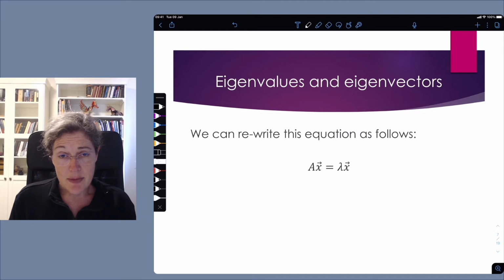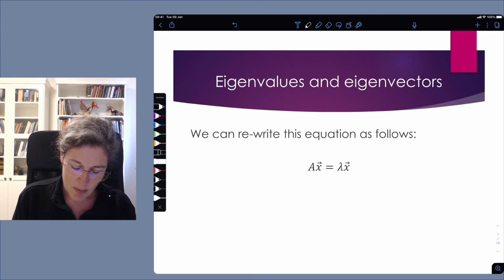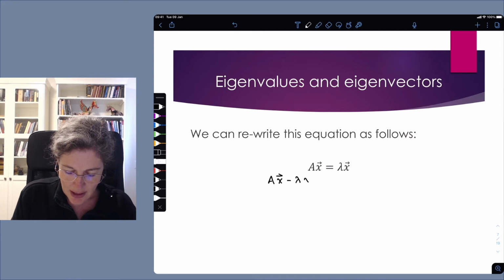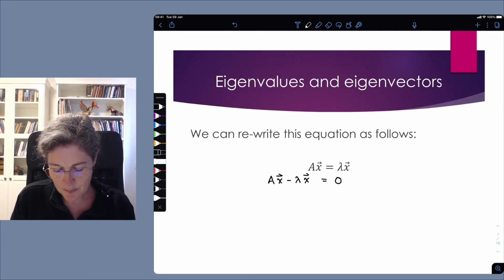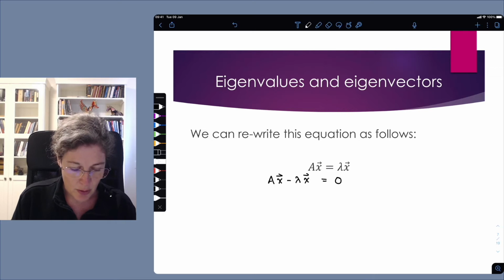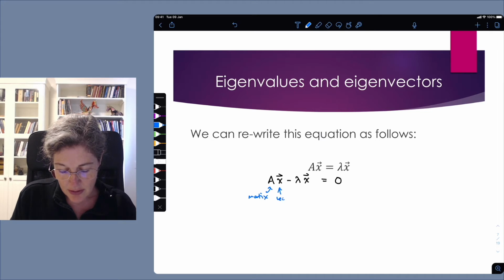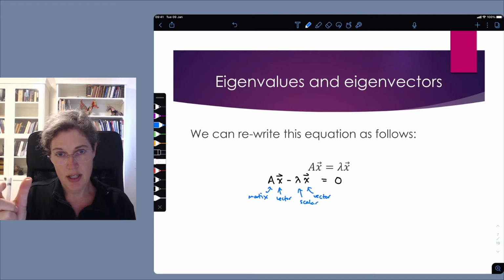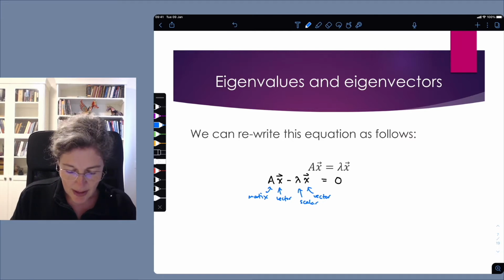So let's have a look at how we can do that. It's actually not that complicated, and we've got all the technology that we need. So the first thing that we do is we rewrite our equation. So we're going to take our lambda times our eigenvector over to the left. So we've got A times x minus lambda times x is equal to 0. Now let's just be careful here, thinking about exactly what each of these components is. So our A is a matrix, our x is a vector, our lambda is a scalar, and our x here again is a vector. So if we think about it, if we've got a matrix times a vector, we must end up with another vector, which makes sense. So this whole thing is a vector.